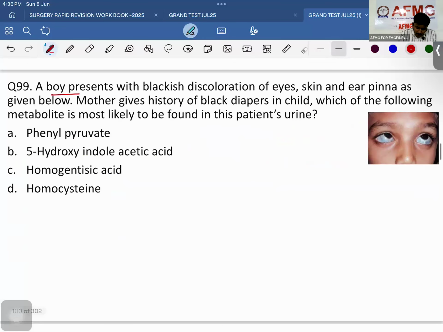Question number 99. A boy presents to you with blackish discoloration of the eyes, and along with that even blackish discoloration of skin and ear pinna. Mother gives history of black color diapers in the child. Which among the following metabolites is most likely to be found in this patient's urine?